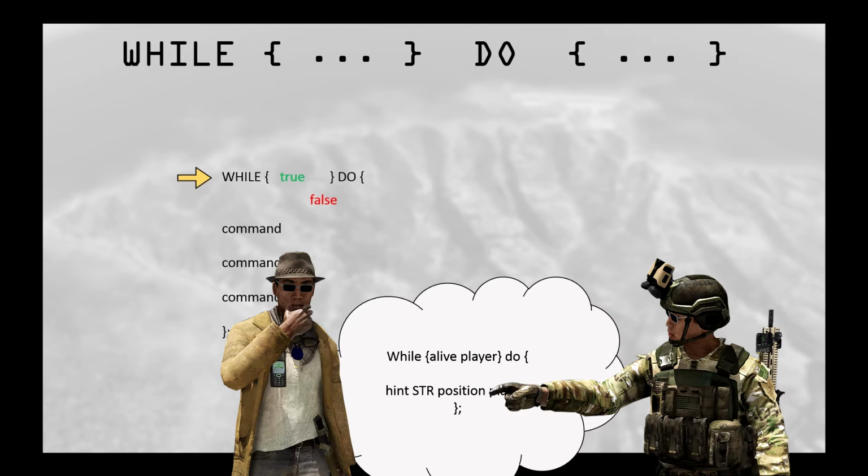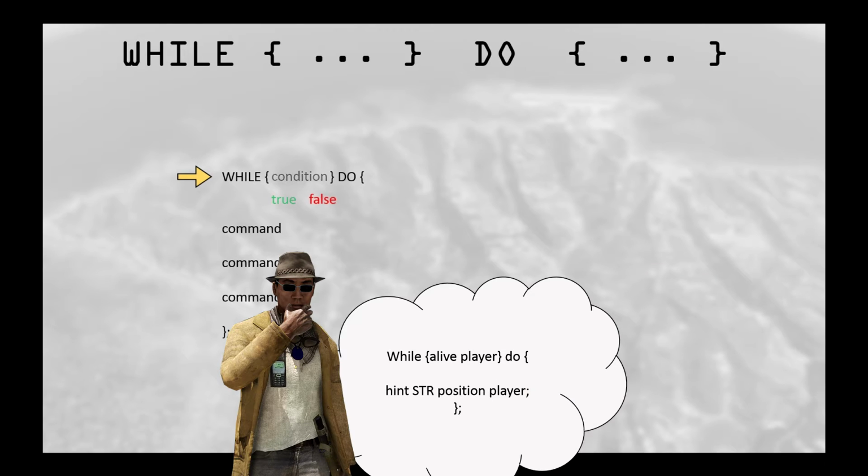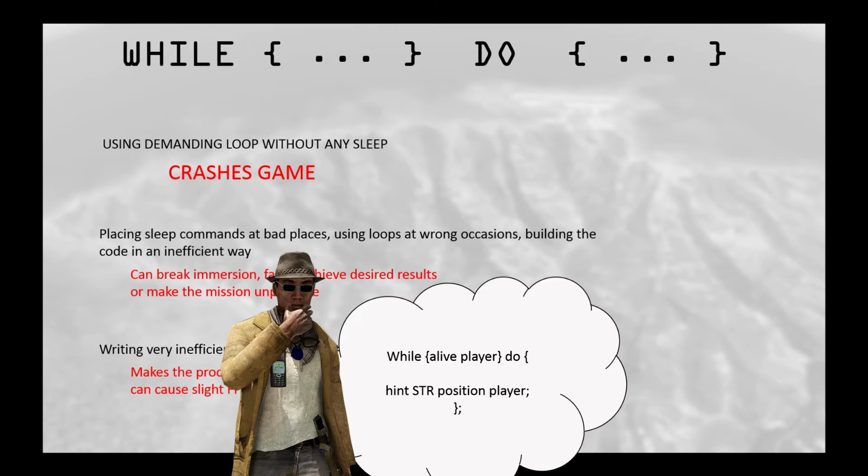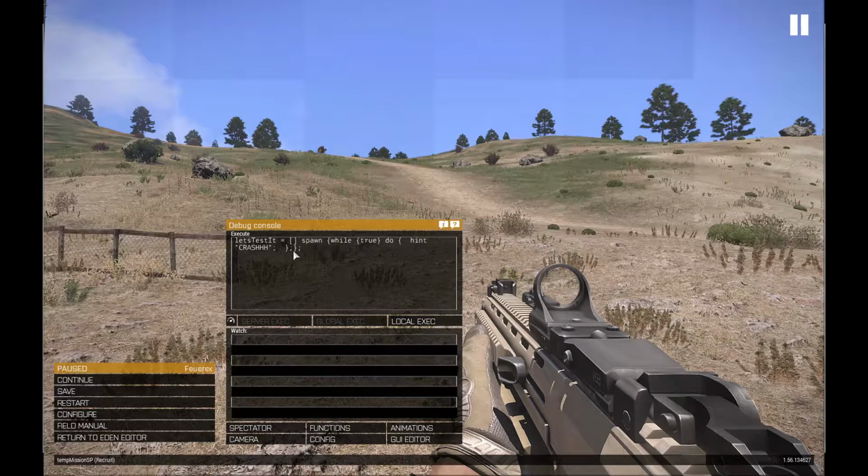Well, yes, that is true, but without any other commands, the game is trying to loop only two commands: the condition and the hint. As these both take 0.00 something seconds to evaluate and process, the loop finishes in an extremely short amount of time, repeats itself, and again completes itself almost immediately.